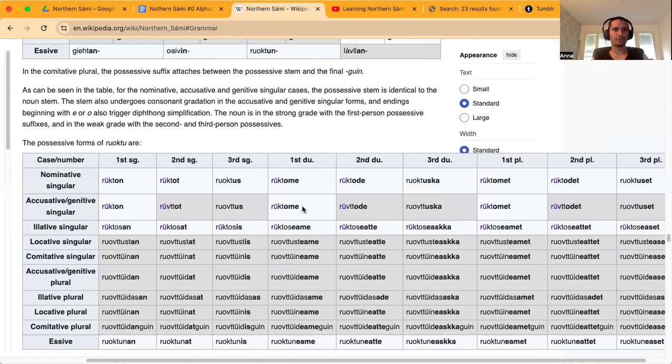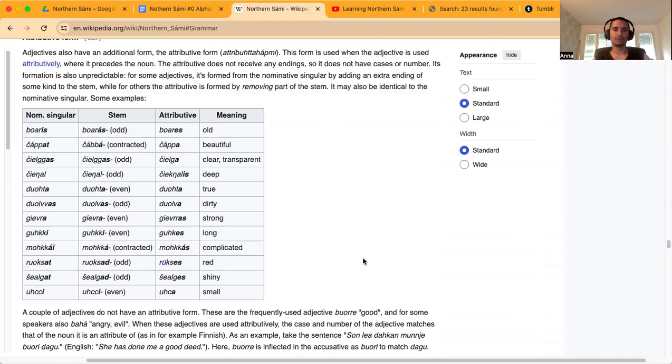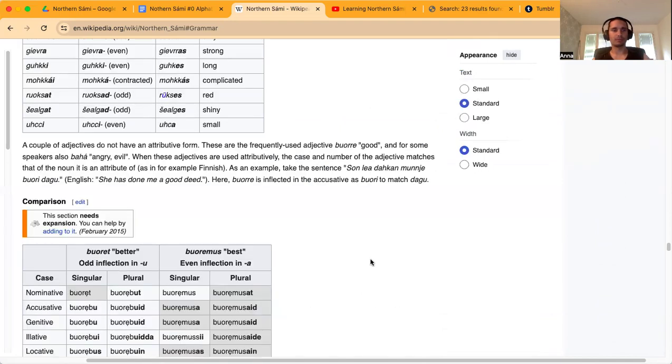And one important thing is that there are three persons. Is it person like singular, dual, and plural? So instead of two, there are three because it has the dual, which is two people. And plural is if there are more than two people.